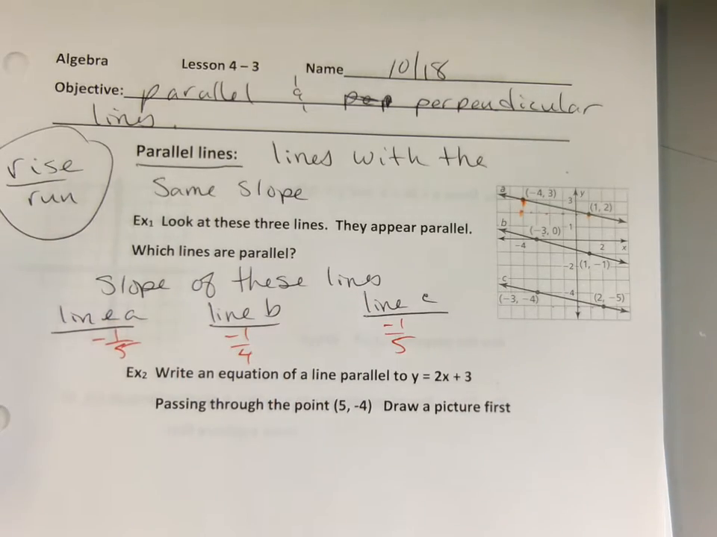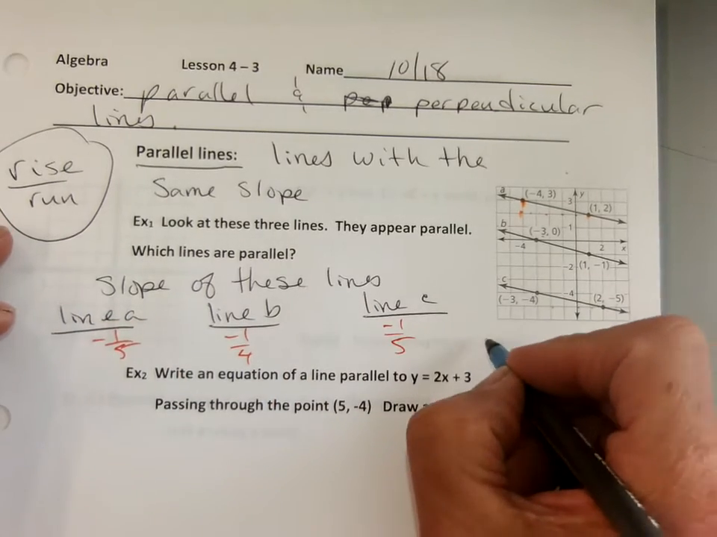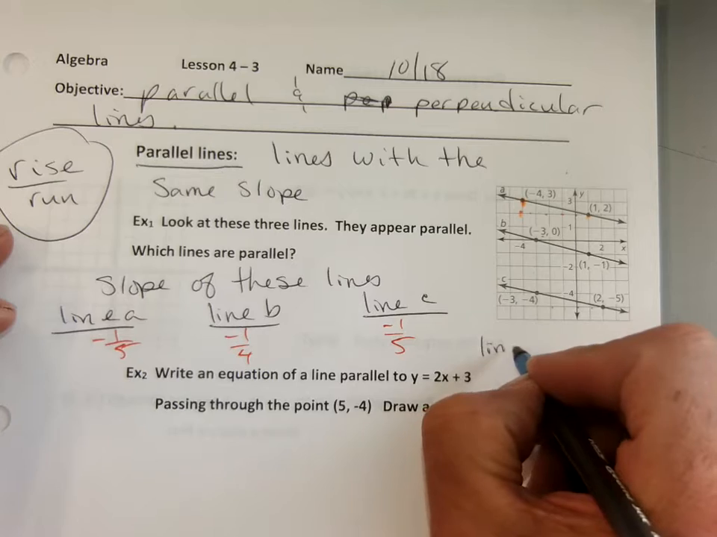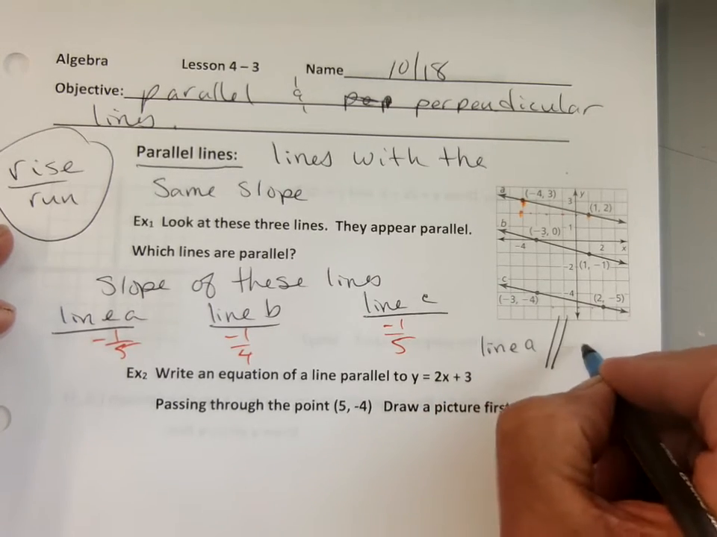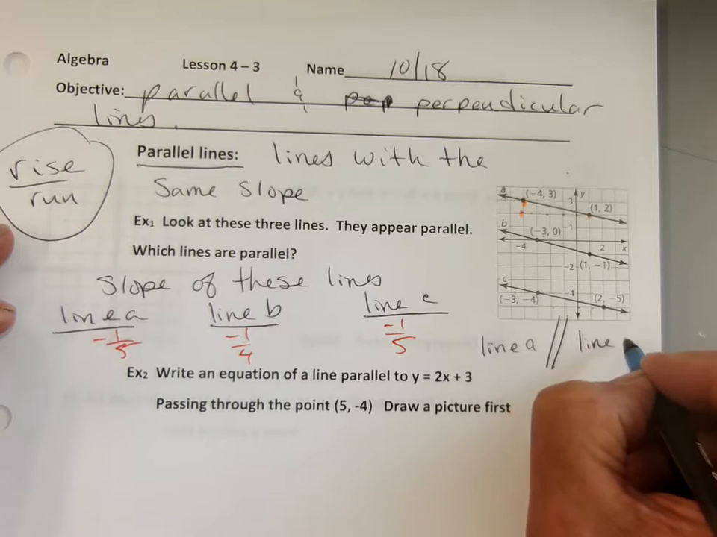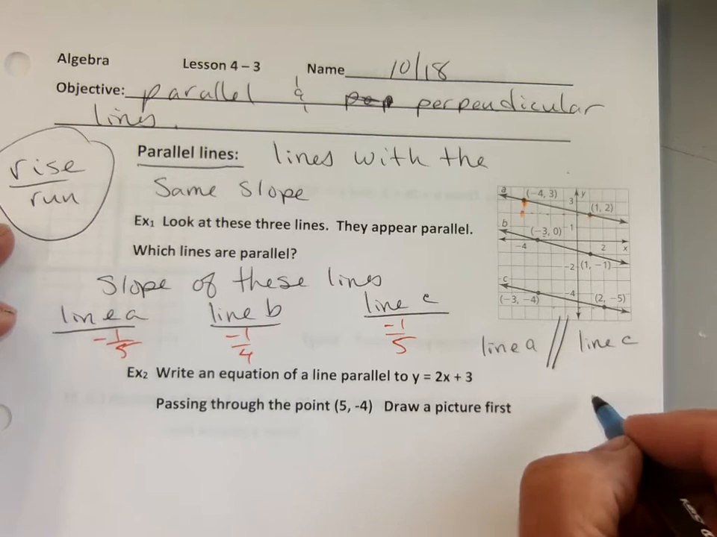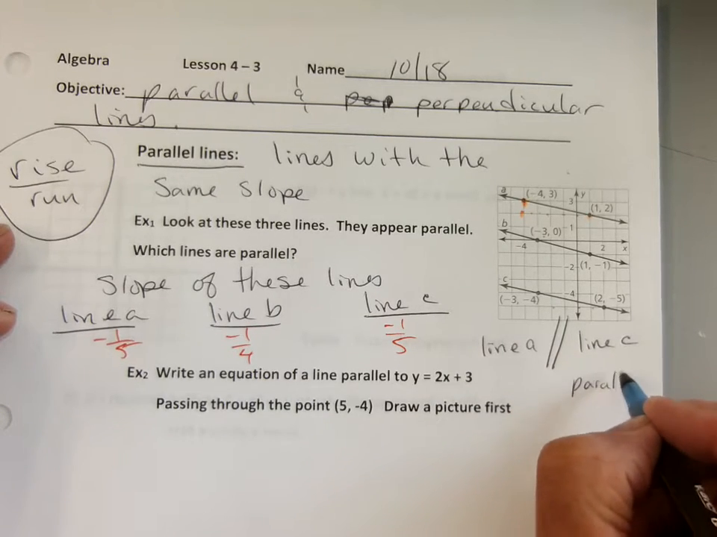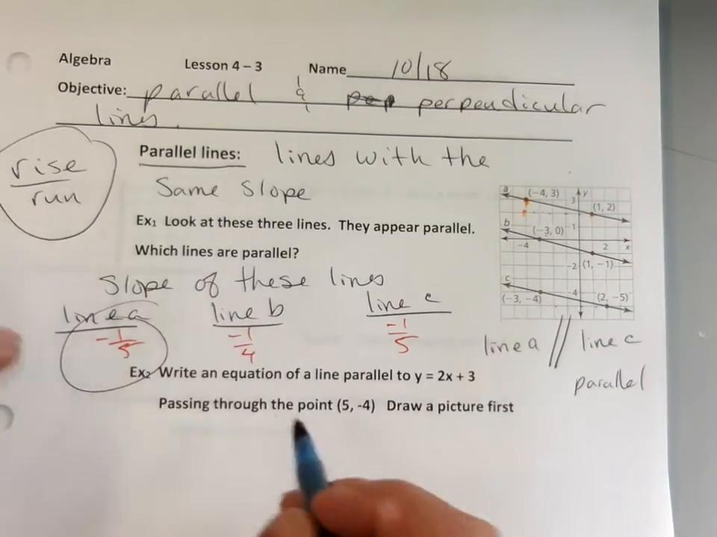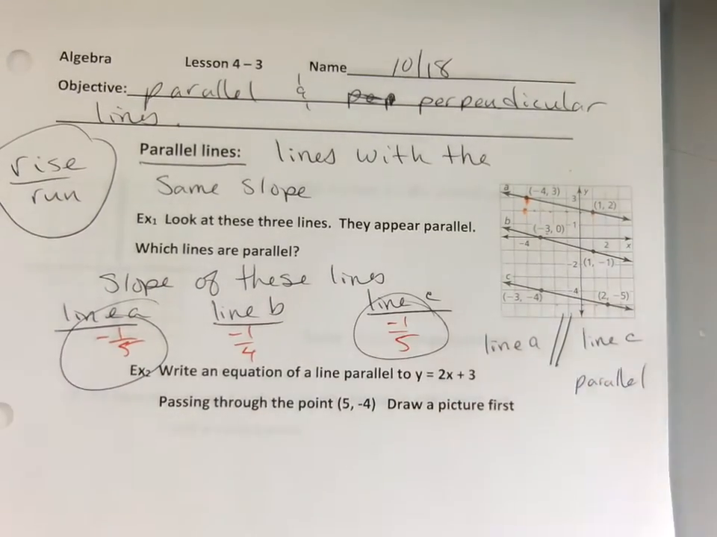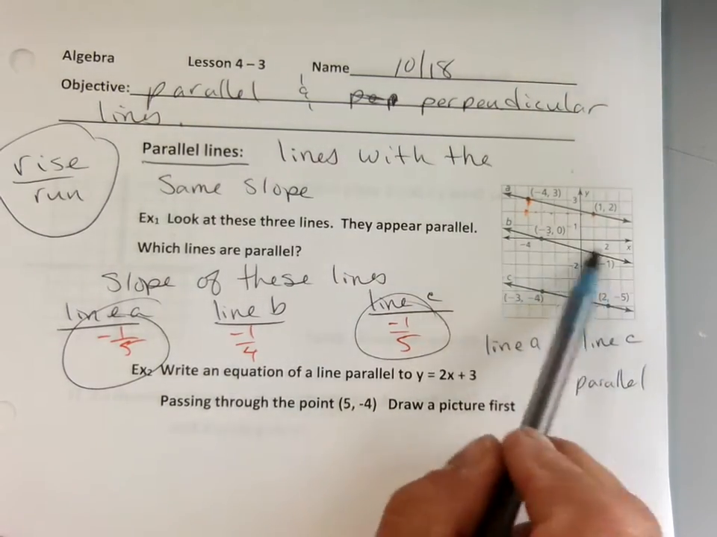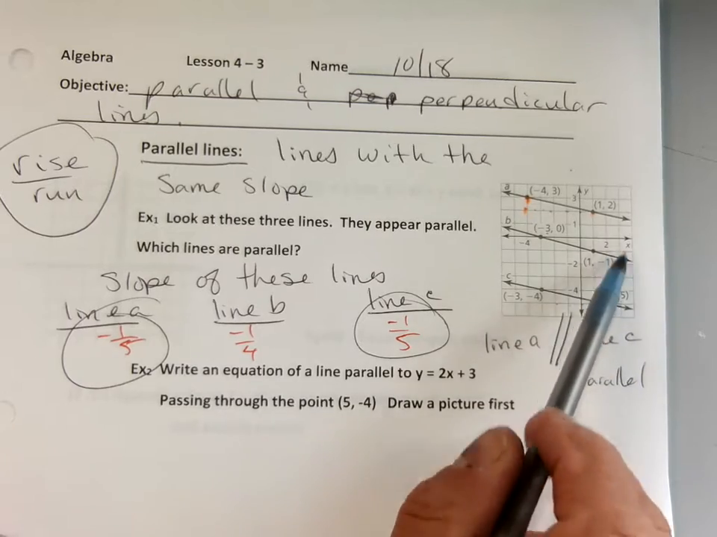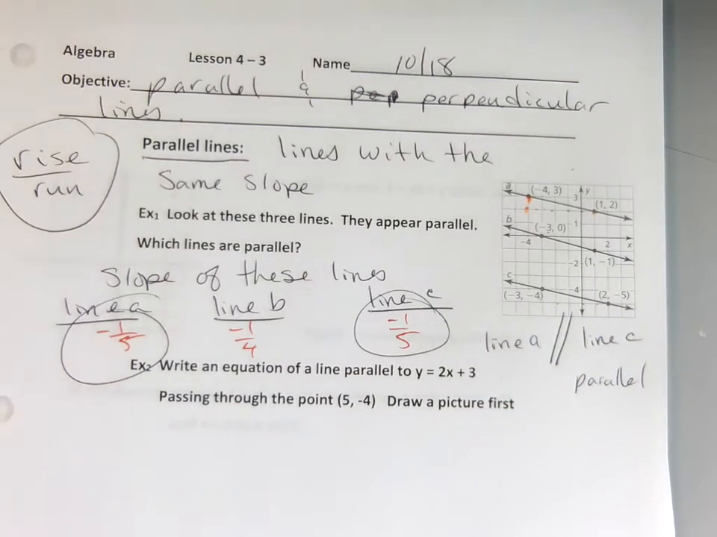We're going to write this like this. Line A, and I'm going to use this symbol here, parallel to line C. Okay, that's the symbol for parallel. Same slope. Down 1 over 5, down 1 over 5. So if they have the same slope, they're parallel. These three look parallel, but this one's off by a little bit. That'll eventually intersect these two lines. Okay? All right, example 2.